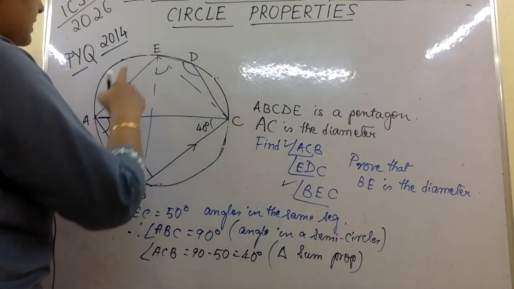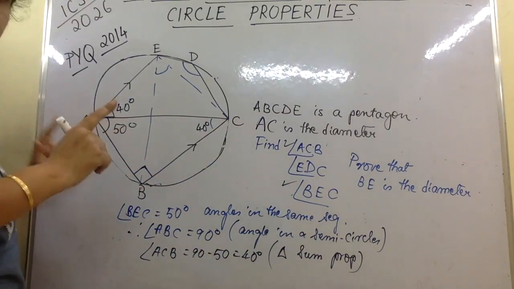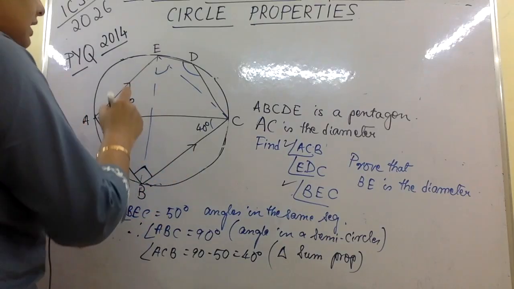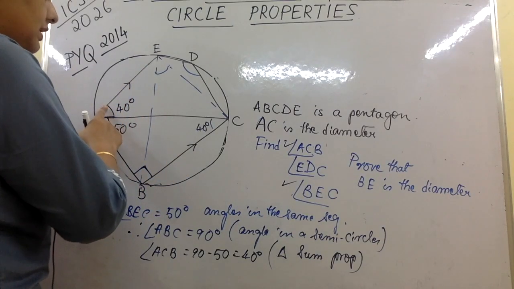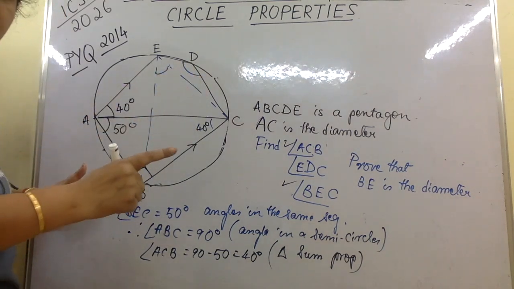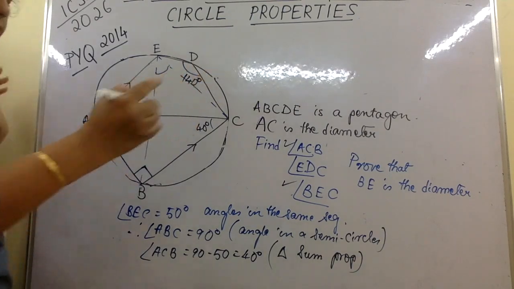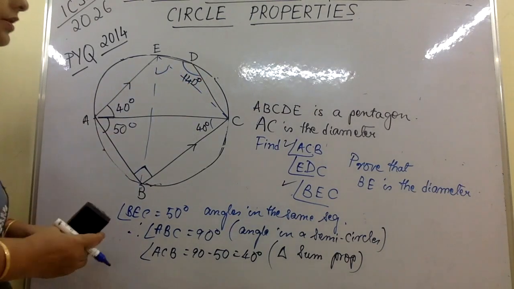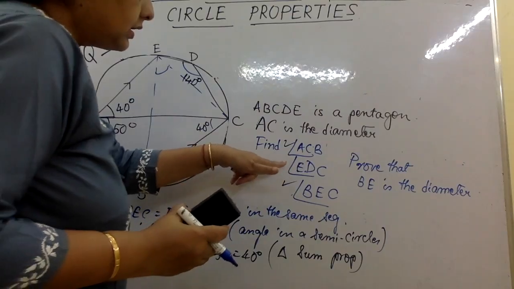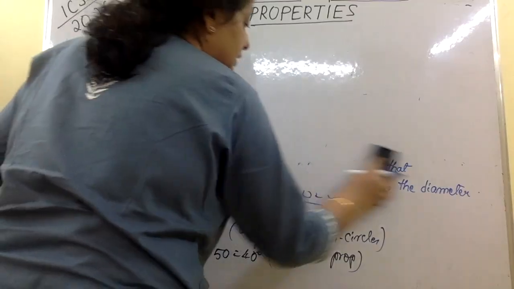Now do you see this cyclic quadrilateral EDCA? Okay, little difficult to understand sometimes, but once we got this as 40, this one and this one are opposite angles of a cyclic quadrilateral, and so the value of this is 140. I'll also tell you how to write it. So here we need angle EDC, finding EDC. How to find EDC?